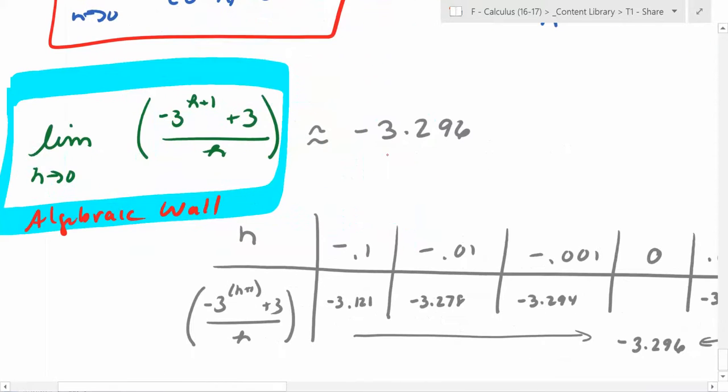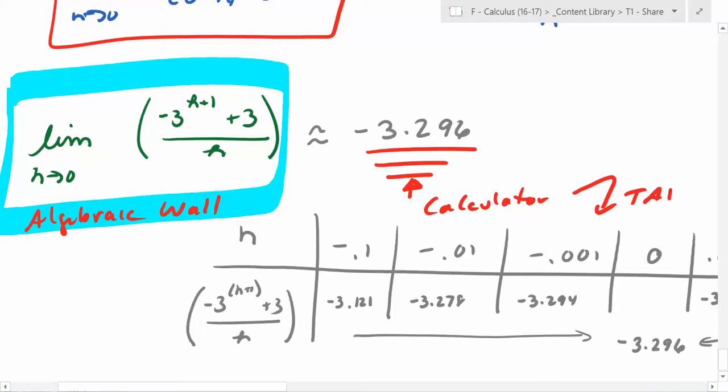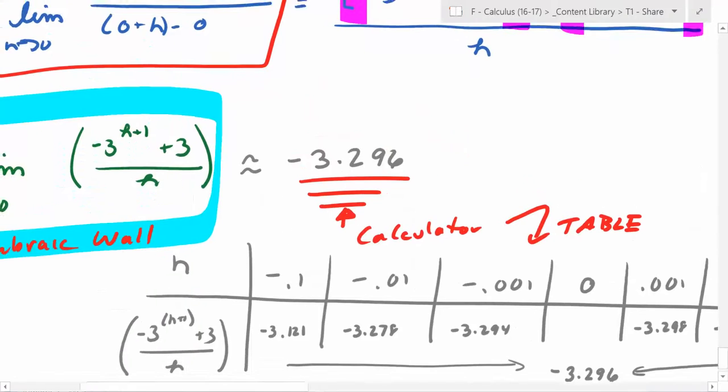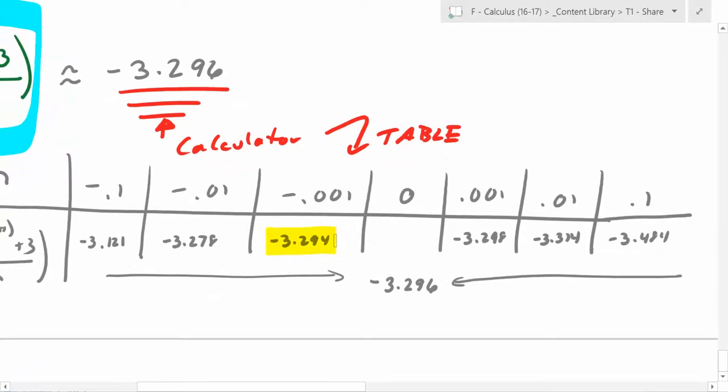So how did they get this? Where did this come from? What do you have to use? Yeah, you have to use your calculator. So specifically, what did you make? A table. You need to use your calculator and use a table right there. So you end up with numbers really close to negative 3.294 and negative 3.298.